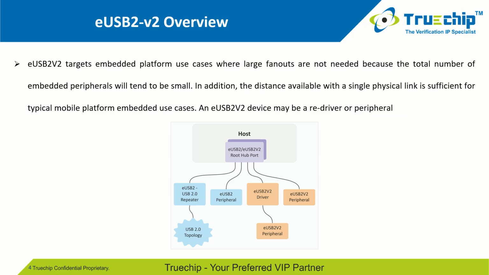Following is the bus topology of eUSB2 V2. Here you can see that the eUSB2 V2 root hub port supports an eUSB2 V2 redriver and peripheral. Also, it does not support an eUSB2 USB2 repeater or an eUSB2 V1 peripheral.